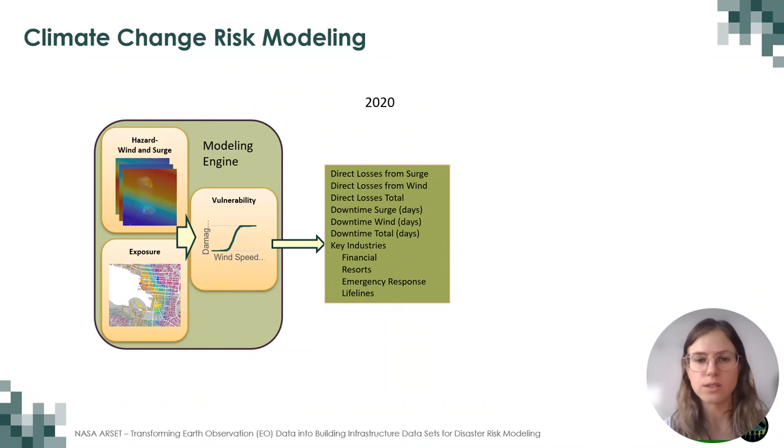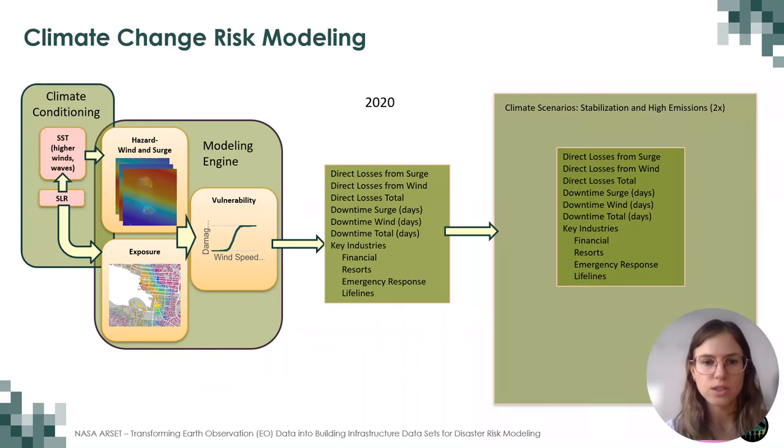As you can see here on the screen, it can be direct losses, and we can also have models to estimate downtime based on these direct losses, and also we can have results for different types of industries if we want to do some kind of sectoral analysis. So this is for the current climate. Let's say here it says 2020, it can be 2023. So how do we change this? How do we change the model?